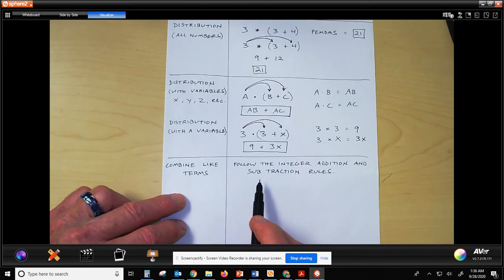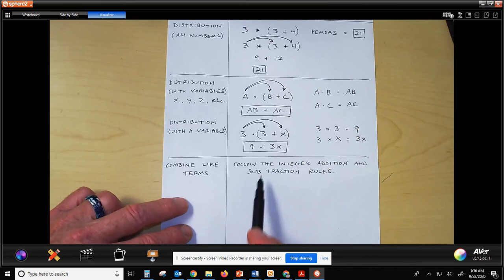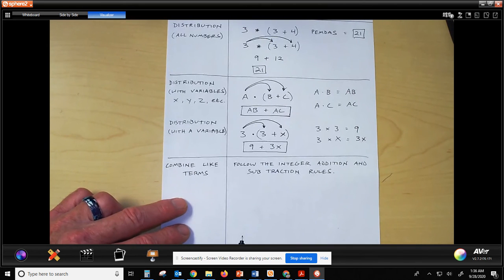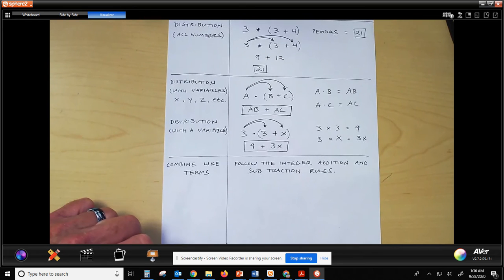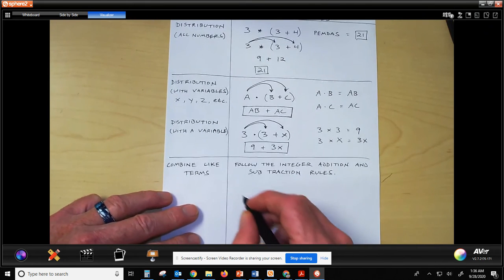And I don't know why I left a space in subtraction. My brain just did that to me. We're going to follow the integer addition and subtraction rules. So here we are with an example.